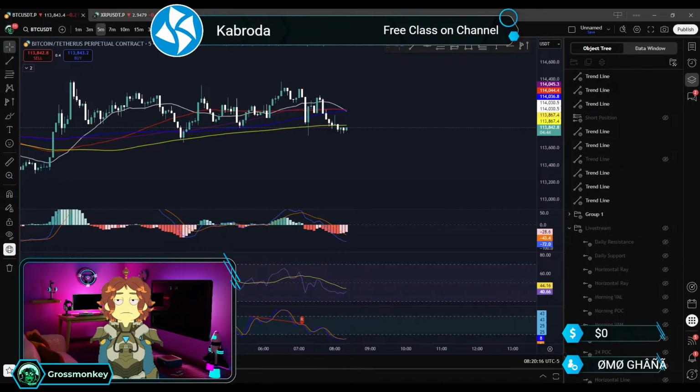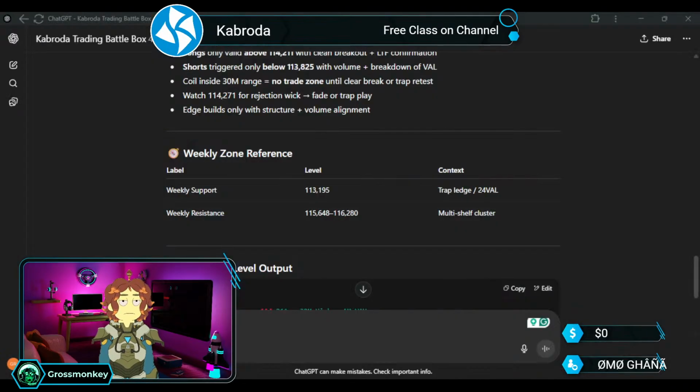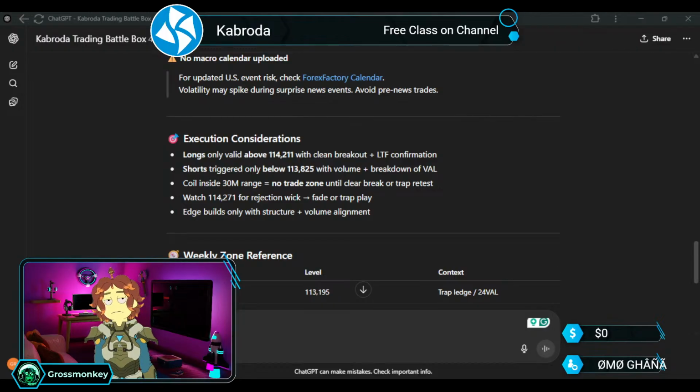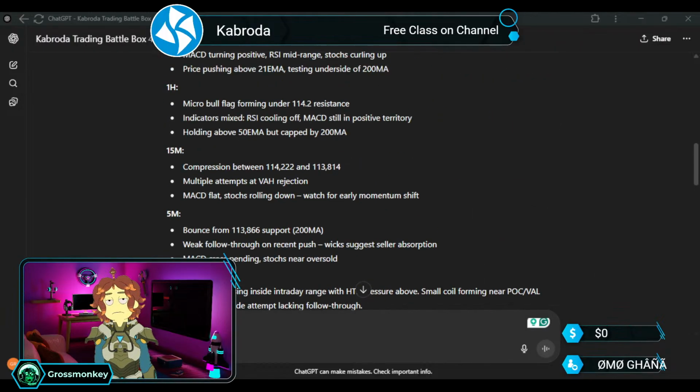There actually is. It's funny though, because if we go back to ChatGPT, the weekly zone references right here. We got the weekly support and weekly resistance, and weekly support is actually right at that level that you're talking about. I mean, it's a little off. You're saying 113,570, and it's talking about 113,195, but that's kind of just a little zone right there. So that's pretty close really to each other, especially for Bitcoin.